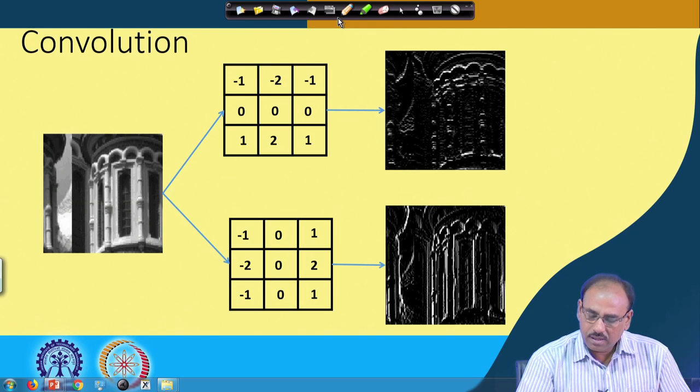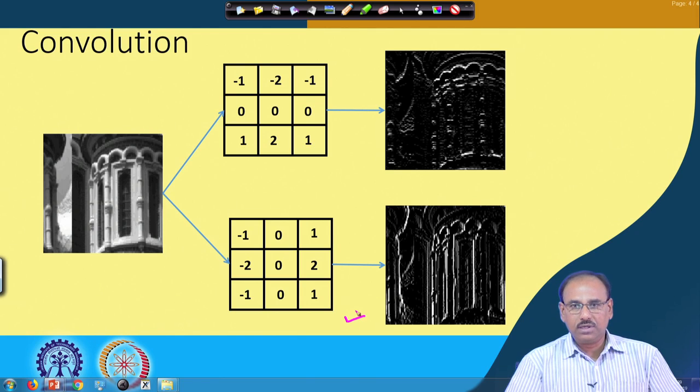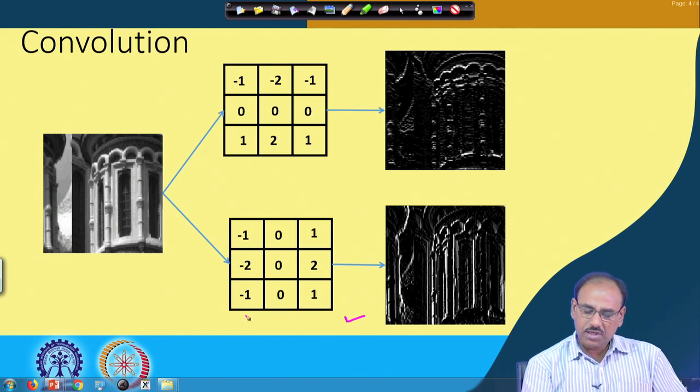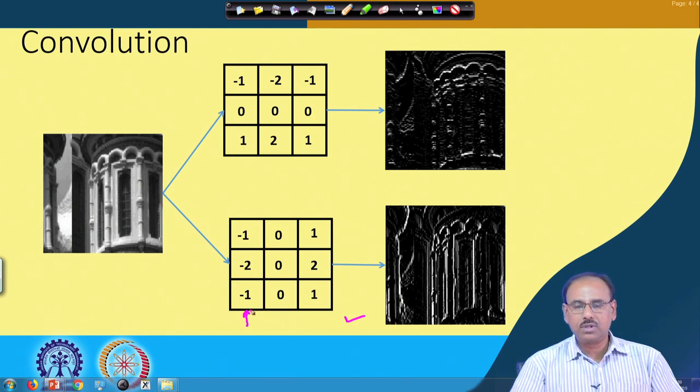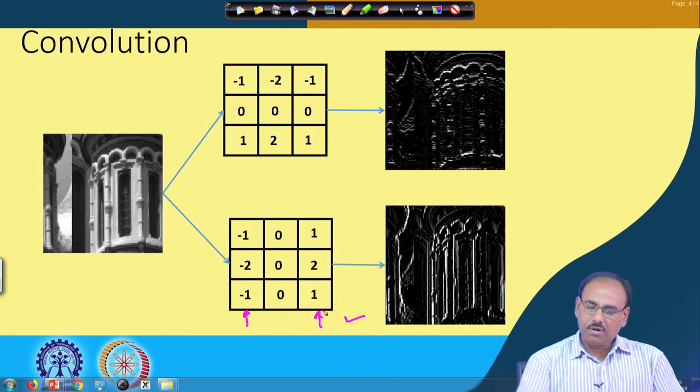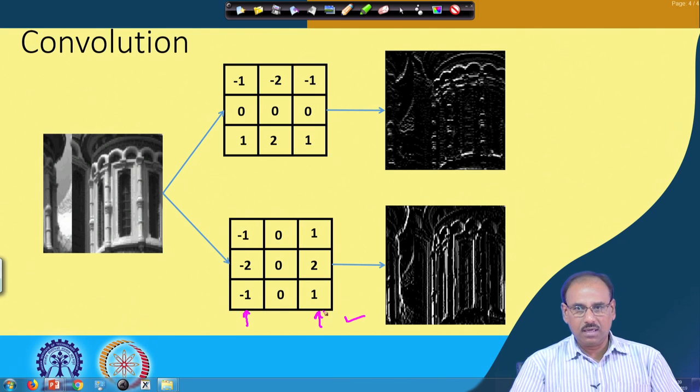Similarly, this second operator performs the same operation in the orthogonal direction. That is, this column performs a weighted sum of the first column and then negates it, this column performs a weighted sum of the third column, and finally the entire convolution operation gives you the difference of these two weighted sums. That means it is performing a differential operation in the horizontal direction.